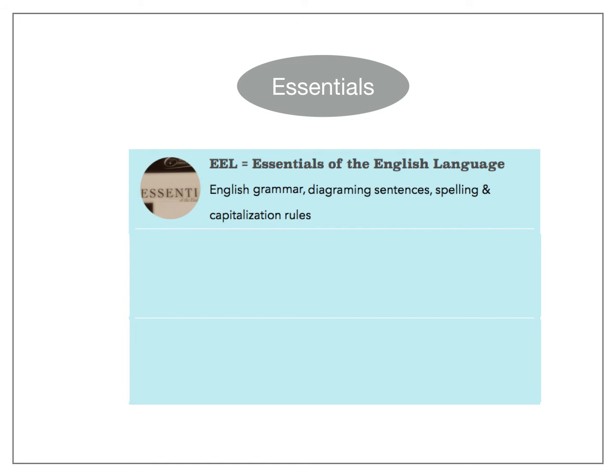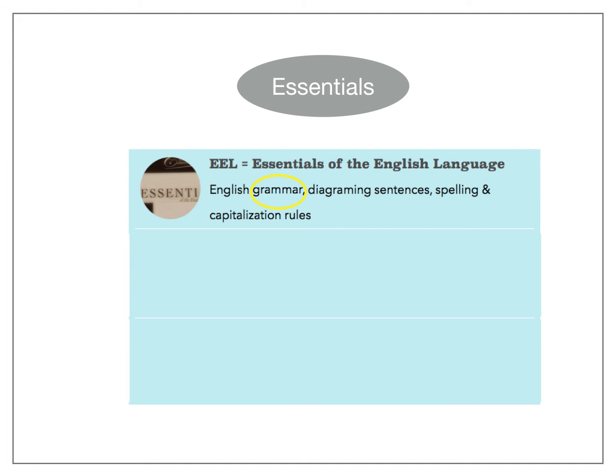In EEL, the student will dive into a thorough study of the English grammar. This includes the art of diagramming sentences, as well as learning and applying spelling and capitalization rules. And basically, EEL covers the bare mechanics of writing a proper sentence.